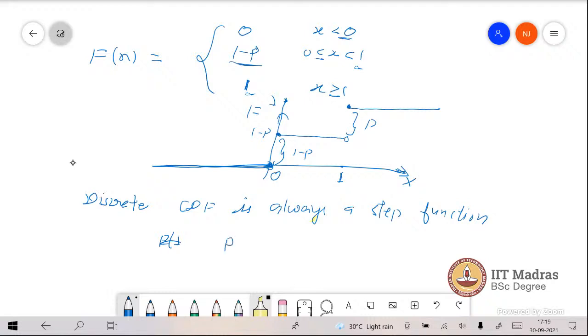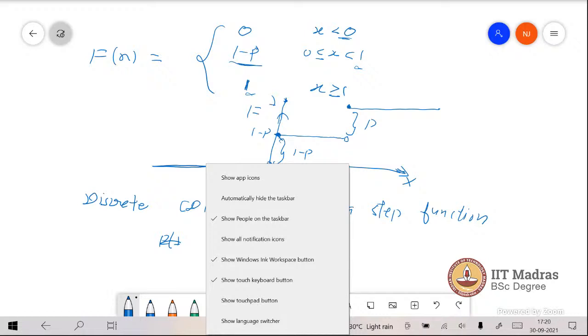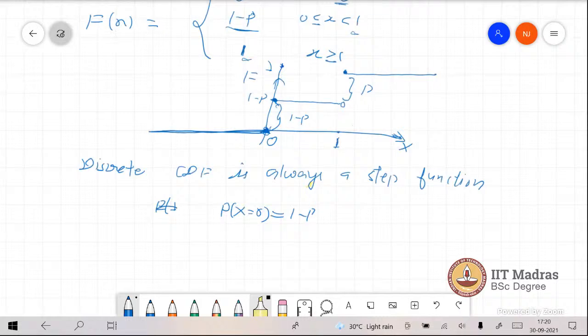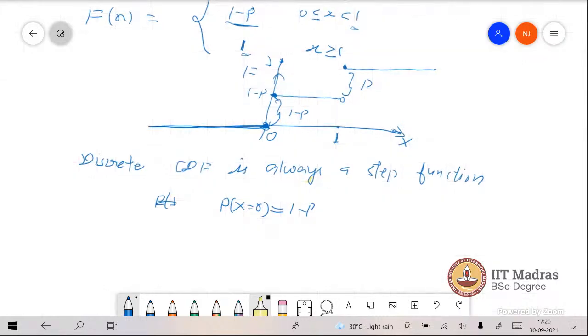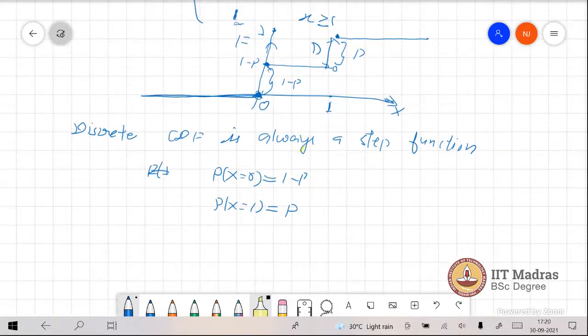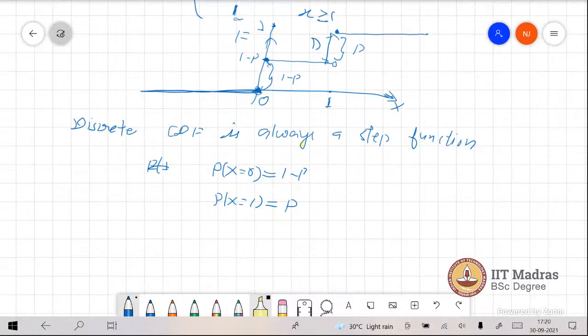So if I ask for the probability that x equals 0, look at the jump at 0. Here the jump is 1 minus p. So the probability that x takes value 0 is 1 minus p. If I look at the probability that x equals 1, look at the amount of jump, this distance, which is p. So the probability that x takes value 1 is p. This is how you define the CDF for a discrete random variable.